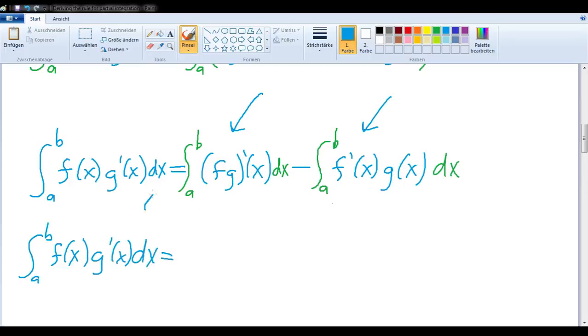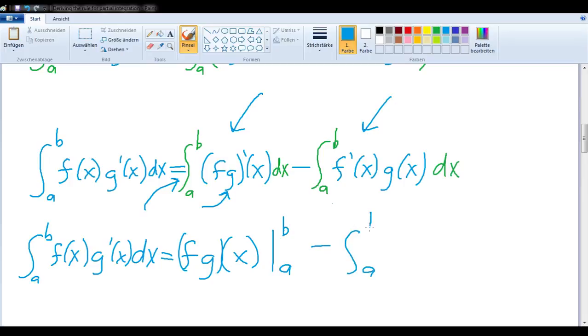So here we have the integral of the derivative of fg. In other words, fg itself. So we can just write that this way, remembering to incorporate these limits of integration, a and b, and then subtract what we had above without changing it in the least.